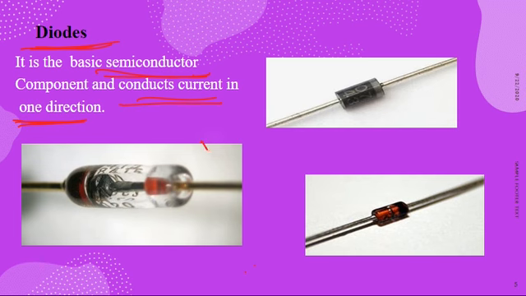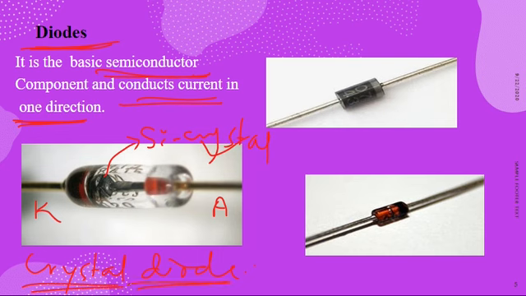So in the first figure you can see a diode which is known as crystal diode, and it consists of 2 terminals. The shaded black portion here is represented by cathode K, and the unshaded area is represented by anode A. In the middle you can see a square shaped crystal which is called silicon crystal. Hence the name of the diode is crystal diode.